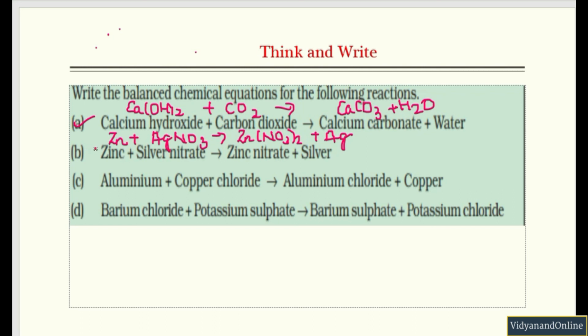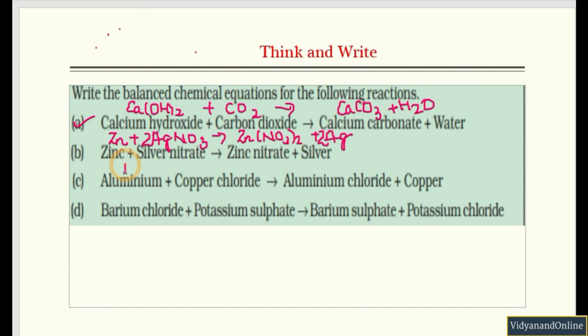Okay, so if we look for zinc, it is balanced, silver it is balanced. NO3 is whole twice, whereas here it is only single. So if we put 2 here, I have disturbed silver also. I have to put 2 here in order to balance silver.